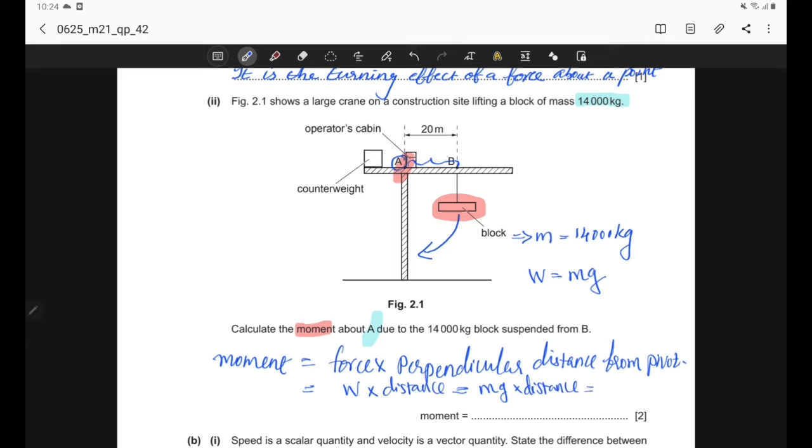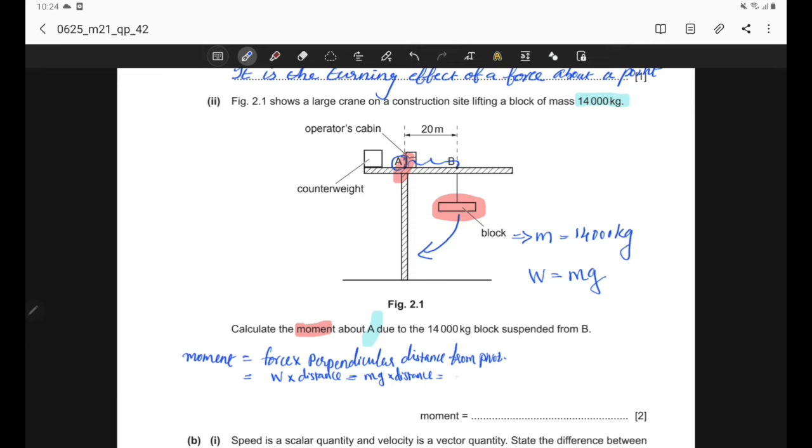We can substitute the values. So the mass is 14,000 times g, the gravitational field strength, which is constant 10, times the distance from the pivot. Here the distance from the pivot A to B is 20 meter. So times 20. And the answer is 2.8 into 10 to the power 6 Newton meter. So the moment is 2.8 times 10 to the power 6 Newton meter.